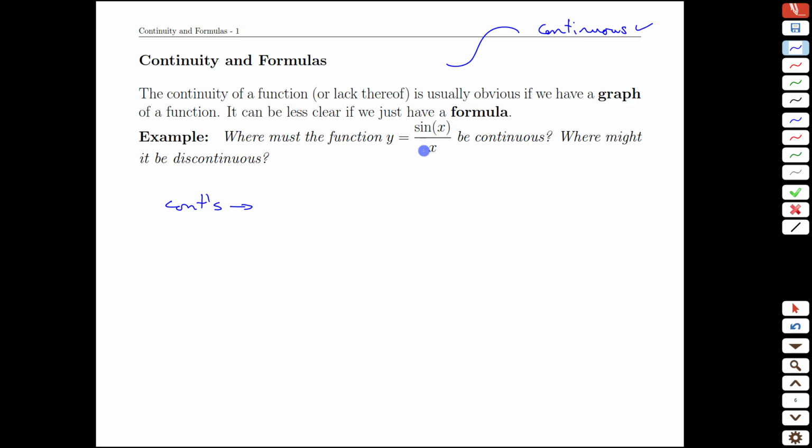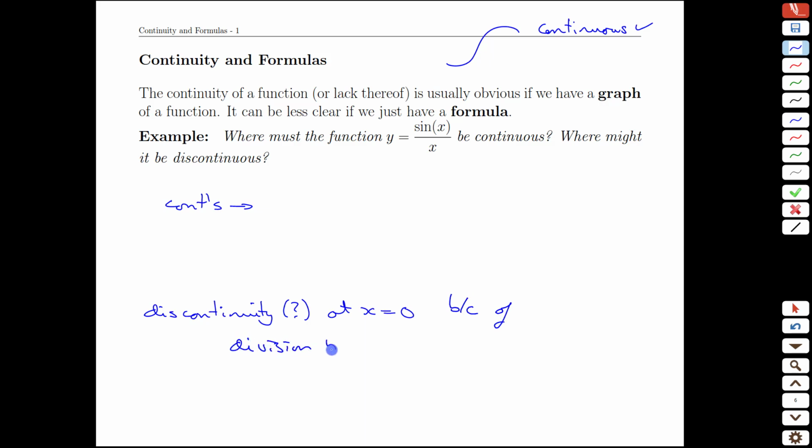The only problem spot is when we end up doing something mathematically implausible, like dividing by 0. So I would be worried about a discontinuity, and I'll put a question mark there because we don't know for sure, at x equals 0 because of the divide by 0. We should investigate a little more thoroughly, but definitely something not so good is happening at that point.